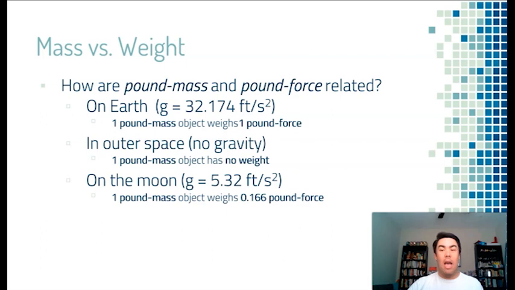However, because the mass of an object does not change, but the weight, the force of gravity on an object, is directly related to the acceleration of gravity imposed on the object, the weight of the object will change if the acceleration of gravity changes. For instance, if the object is taken into outer space or the moon.